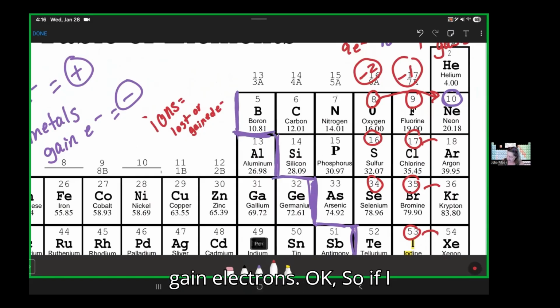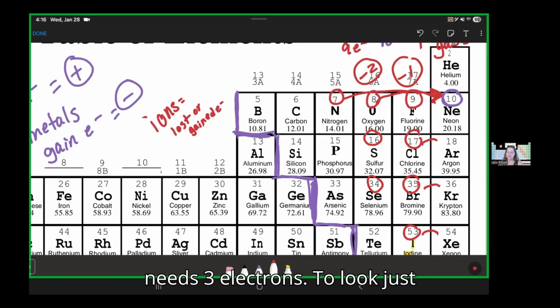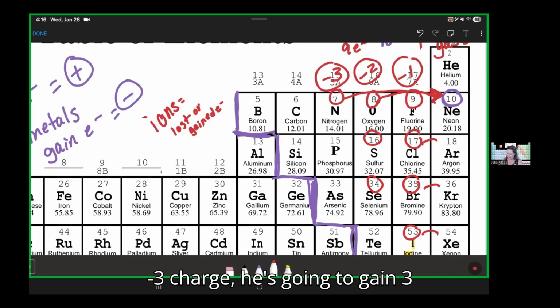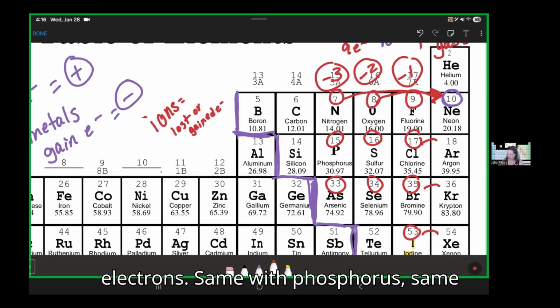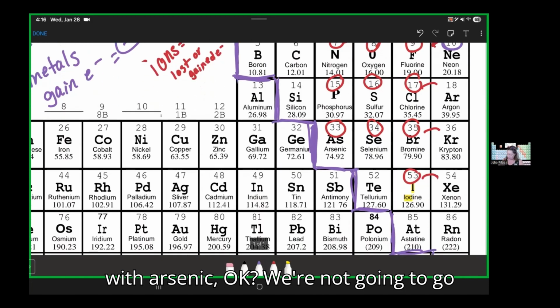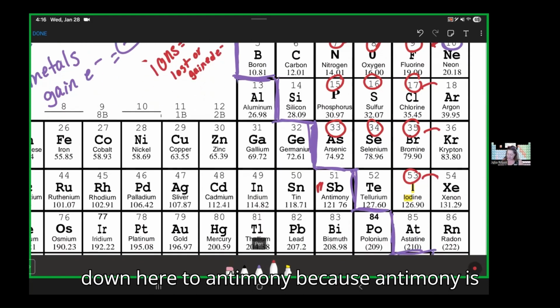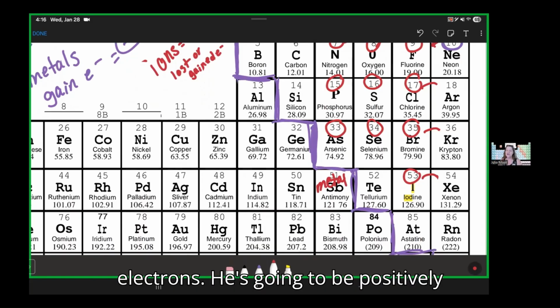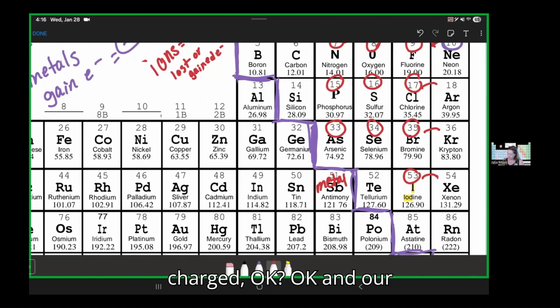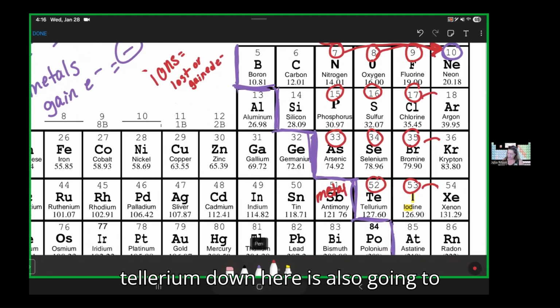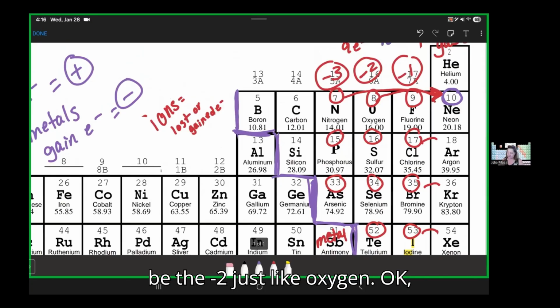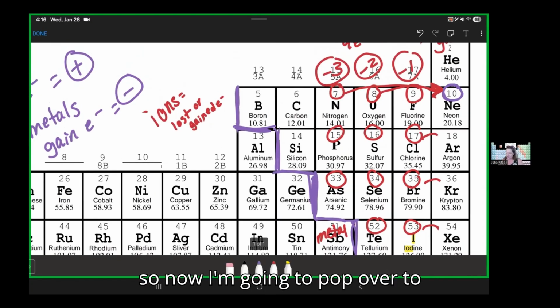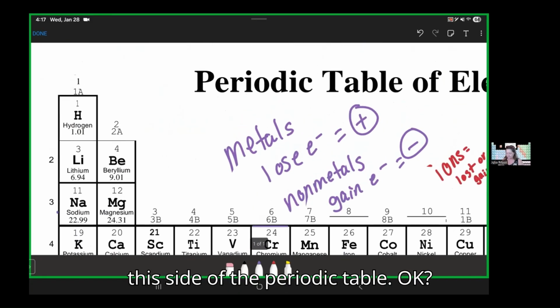So if I look at number 7 here, nitrogen, he needs 3 electrons to look just like neon. So he's going to have a negative 3 charge. He's going to gain 3 electrons. Same with phosphorus, same with arsenic, okay? We're not going to go down here to antimony because antimony is a metal, and he is going to lose electrons. He's going to be positively charged, okay? Okay, and our tellurium down here is also going to be the negative 2, just like oxygen. Okay, so now I'm going to pop over to this side of the periodic table.